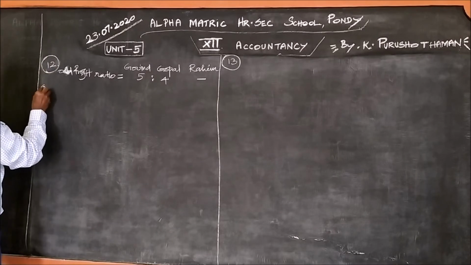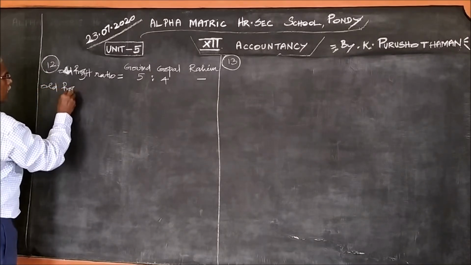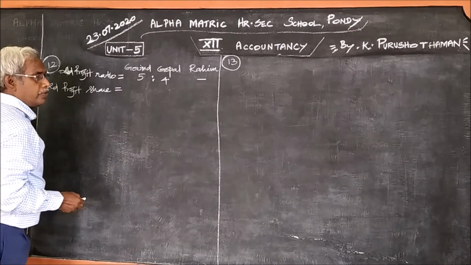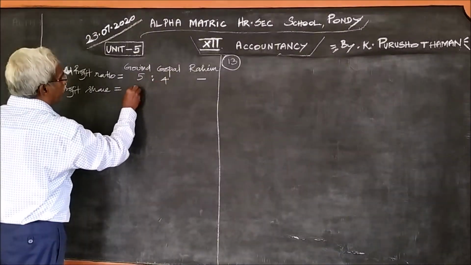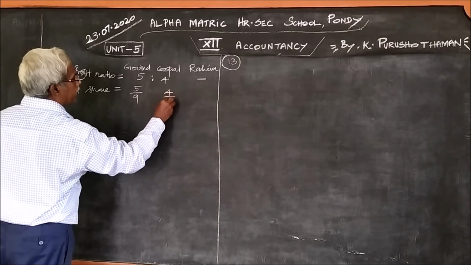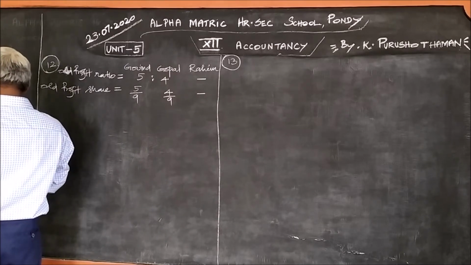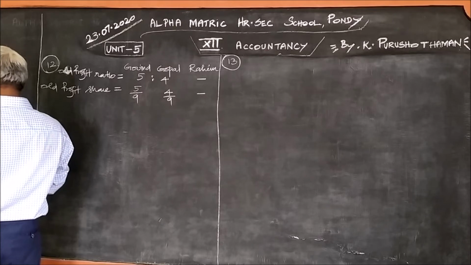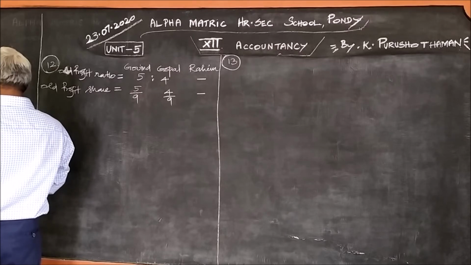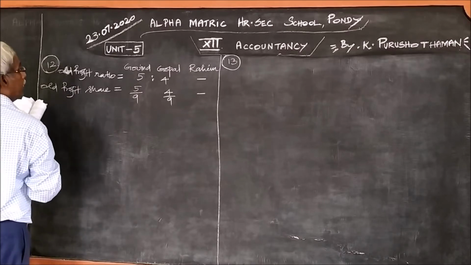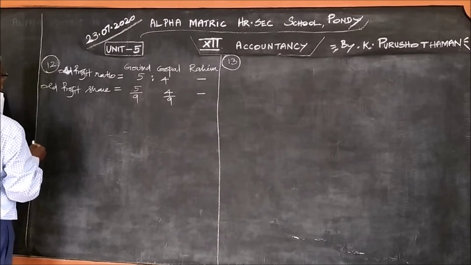Old profit share. Five is to 4. The total is 9. Therefore, 5 by 9, 4 by 9. Here, they admit Rahim as a partner. Govind surrenders 2 by 9 of his share in favor of Rahim. Gopal surrenders 1 by 9 of his share in favor of Rahim. You should read the lines very carefully.